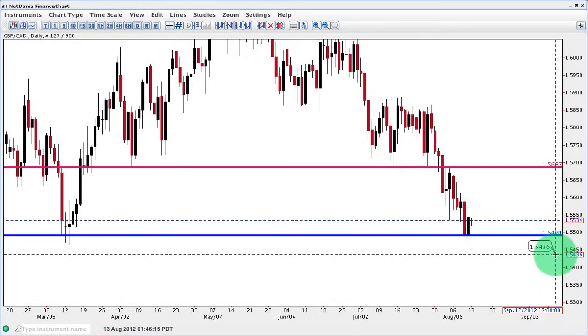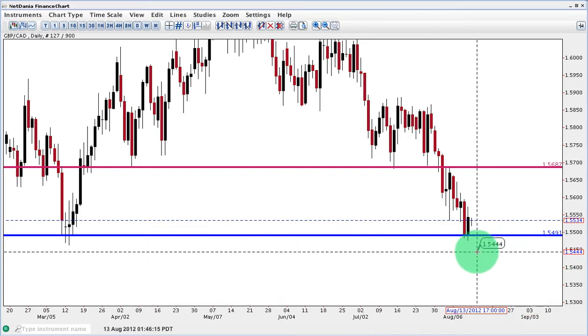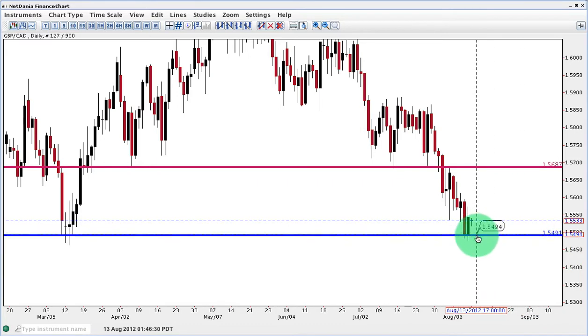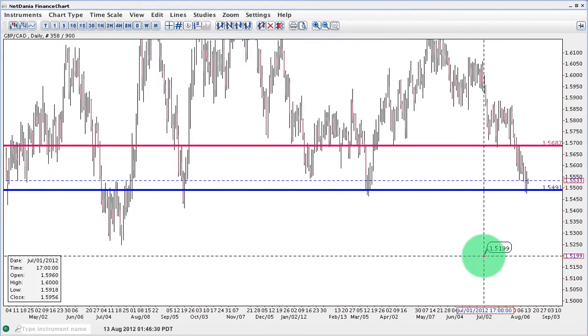It's currently 1:45 a.m. Pacific Standard Time, and it is August 13th, and this is my analysis for the week. So on my screen, I have a chart of the British pound Canadian dollar. This is a daily chart. Currently, at this blue line, we're at a support area. If you zoom out, you can see why.